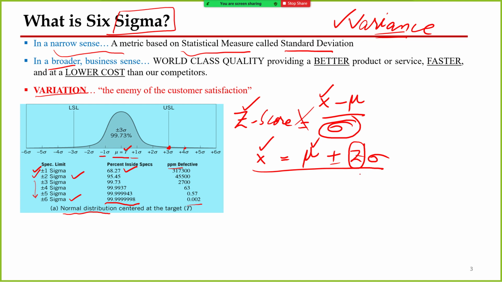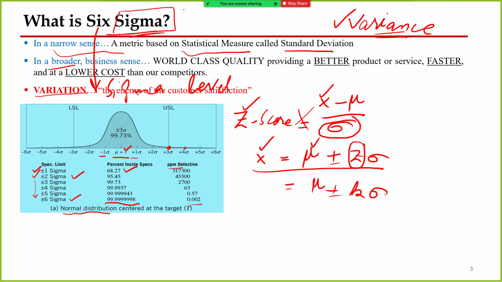Generically, instead of using z sigma, people are calling it k sigma. As we were talking about, Six Sigma is basically two words. One is indicating the sigma level, whereas sigma only is basically the standard deviation.